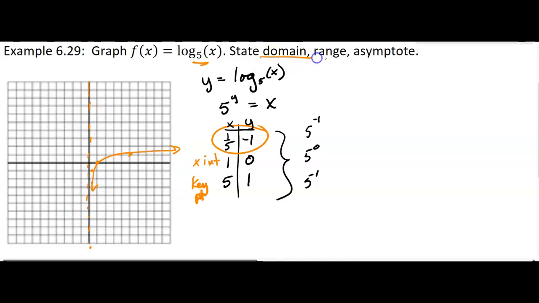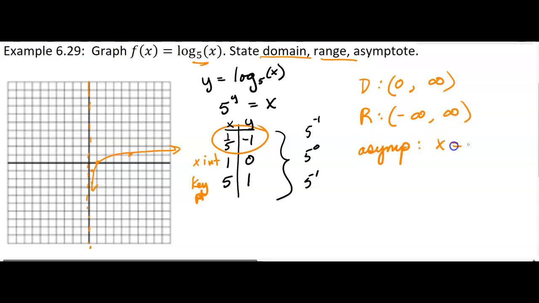So it asks us to state the domain, the range, and the asymptote. Domain is going to be from 0 to infinity. The range is going to be all real numbers. And the asymptote is going to be a vertical asymptote, x equals 0.